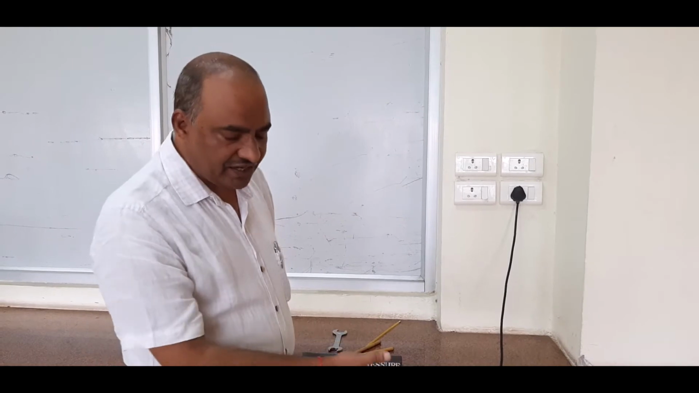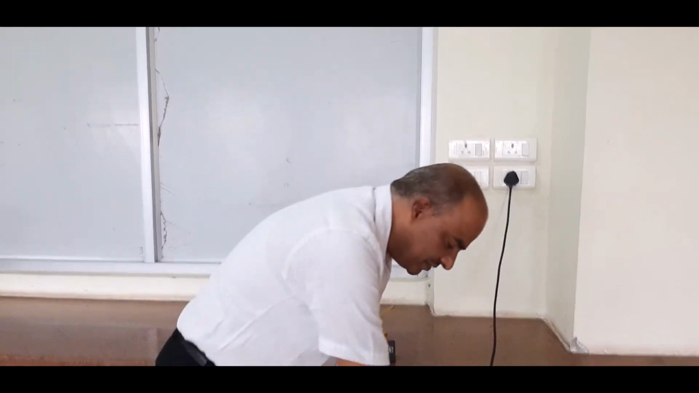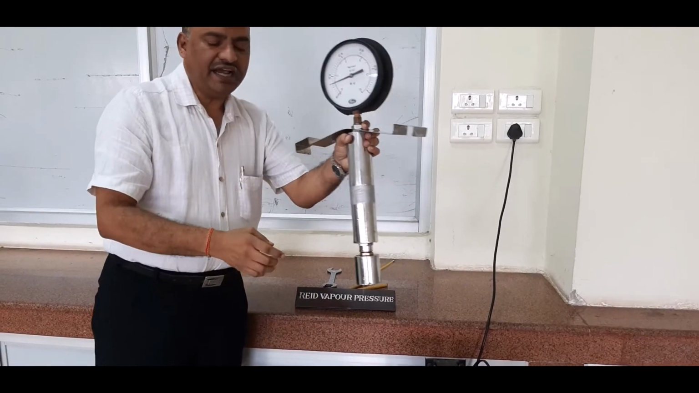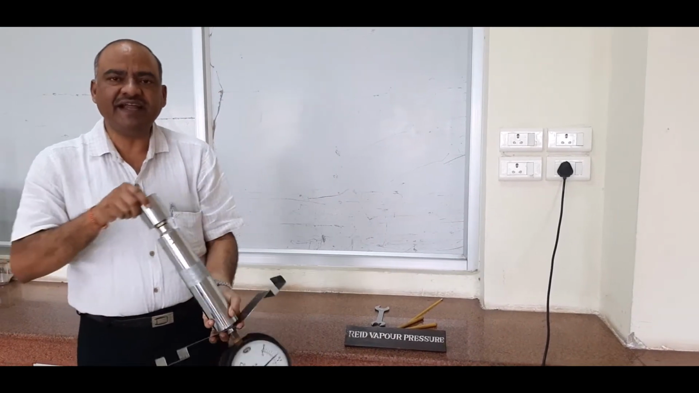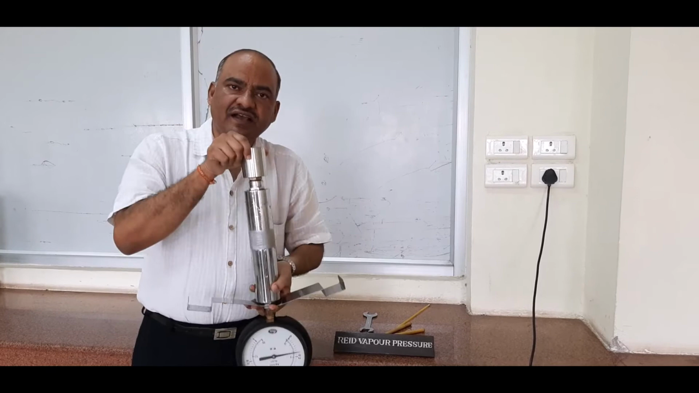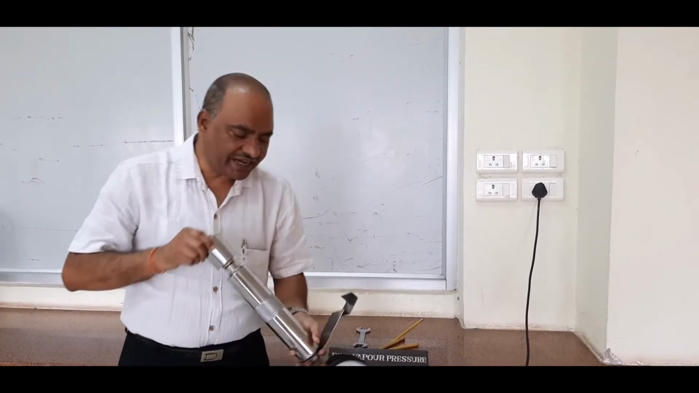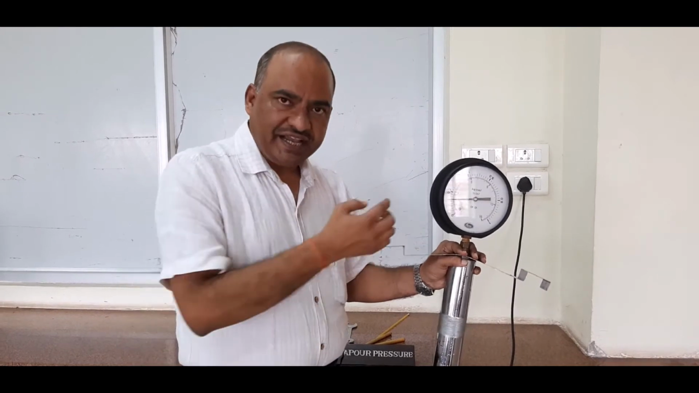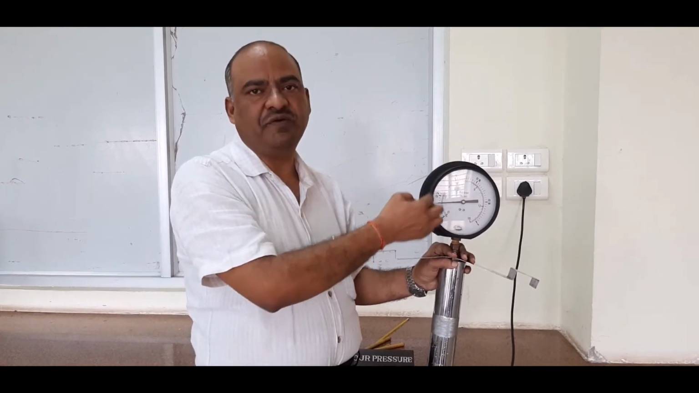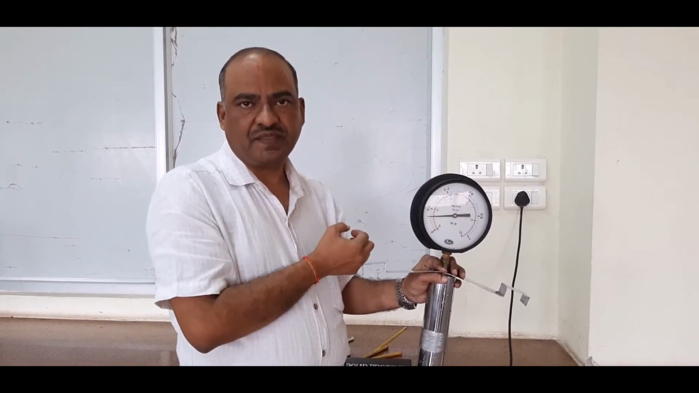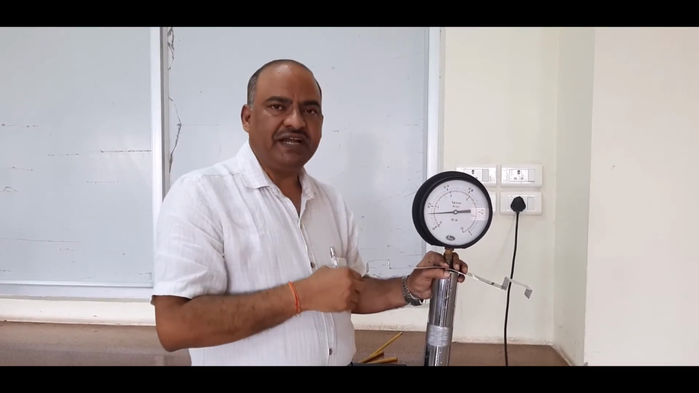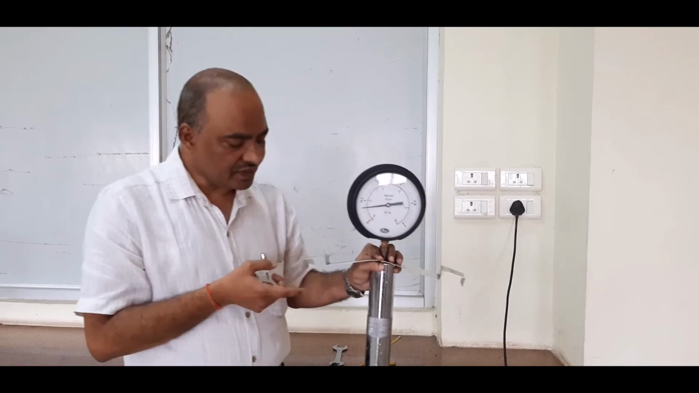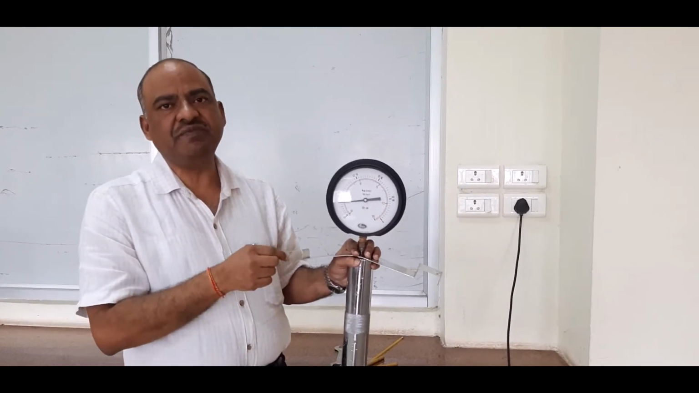Then after taking the observation, take this assembly out. Again invert it, again shake it 8 times like earlier, up and down, then again put it in the bath. Again note down the maximum vapor pressure in the dial. You have to repeat the same process continuously until 2 consecutive readings are the same.